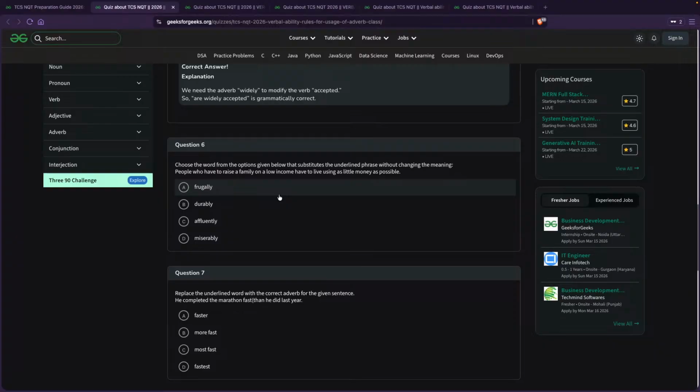Without changing the meaning, substitute the underlined phrase. People who have to raise a family on a low income have to live using as little money as possible. Choose the word from the options given below that substitutes the underlined phrase without changing the meaning. Okay: frugally, frizzly, durably, affluently, miserably.